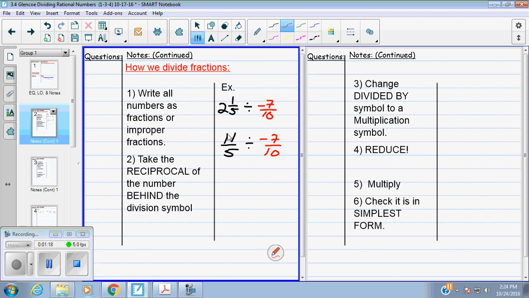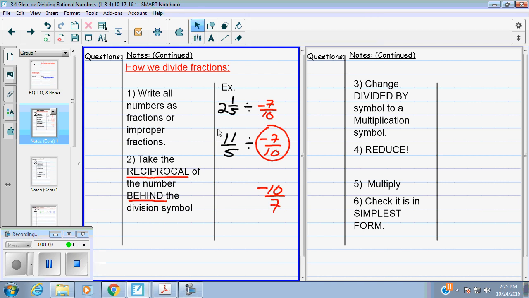Step 2, we take the reciprocal of the number behind the division symbol. This is similar to when we turned subtraction problems into addition expressions. We're now turning division problems into multiplication expressions so that we can use our rules of multiplication on these problems. So the number behind the divided by symbol is -7/10, and its reciprocal is -10 over 7. Pay attention to the fact that the sign doesn't change.